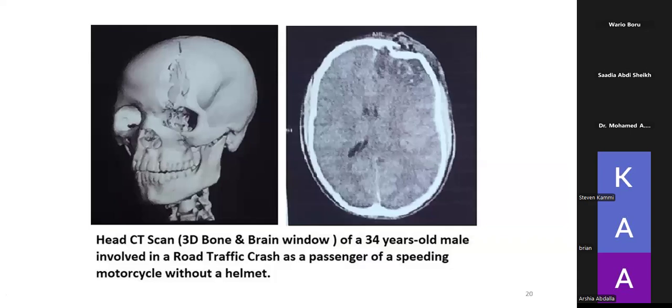Then next, we come to the level of the bone. At the level of the bone, we look at a scan. Remember, this one you can see on the brain window. You can see that there's a depressed skull fracture. Then on the same scan, you can see the 3D reconstruction. This is a 34-year-old male who was involved in a road traffic accident as a passenger on a speeding motorcycle without a helmet. So at the level of the bone, you can have 2 things. You can either have a depressed skull fracture or a linear skull fracture.